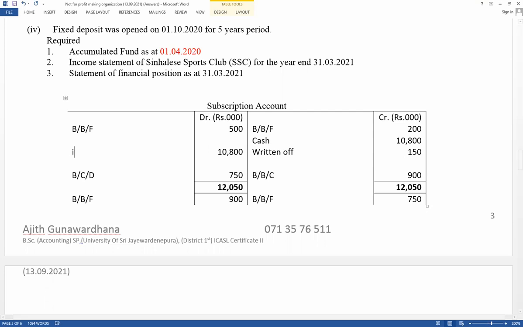Here, as an income statement. Therefore, this value should be included in the income statement as subscription income.